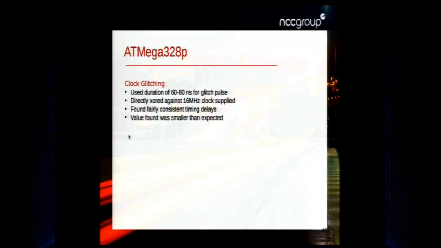For my clock glitching, I used a duration of 60 to 80 nanoseconds for the glitch pulse. And I used both a direct XOR and a three-phase XOR successfully against the device. The delays for it, however, were fairly consistent. As in, whenever I performed the actual attack on the device versus the two examples, it came out to be pretty much the same delay value. And the value was actually smaller than expected.